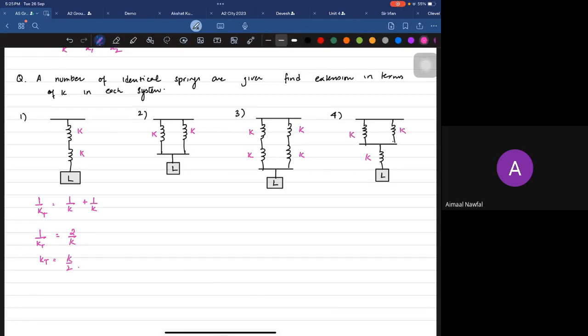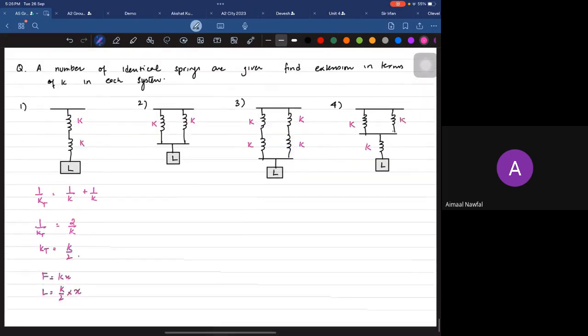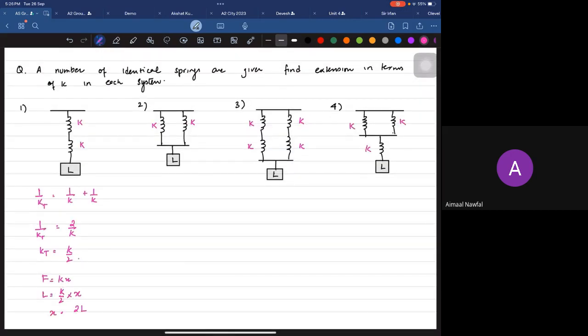Just like that. Then I'm going to use f equals to kx. This is L, this is k by 2, and x is what we need to find, right? So x will be equal to 2L over k. Do you guys get it? Yes.